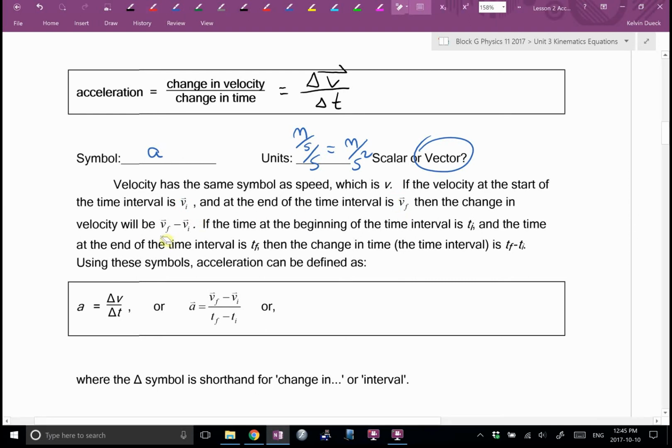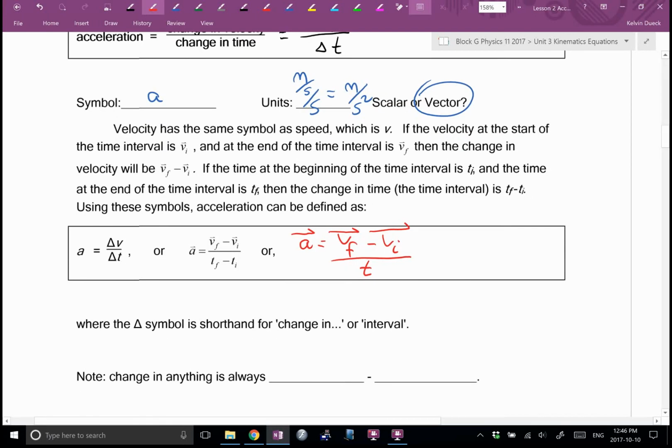Then the change in velocity will be final minus initial, which means instead of writing triangle v, I can write it as vf minus vi. And we can make the same argument for time. So a equals vf minus vi over time. Because time is always a change in, over the years we get lazy and we don't write t final minus t initial. You're going to see it like this on your formula sheet. I don't see this one on my formula sheet. You do, just in disguise, where delta is the shorthand for change in.